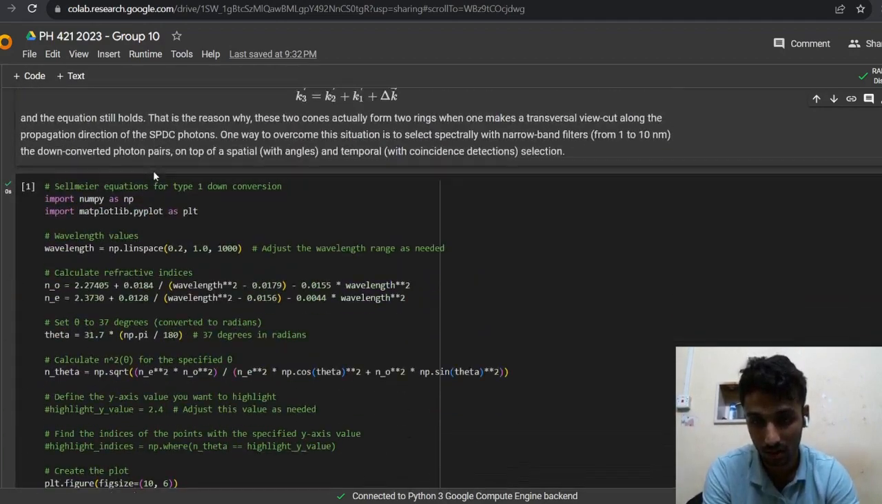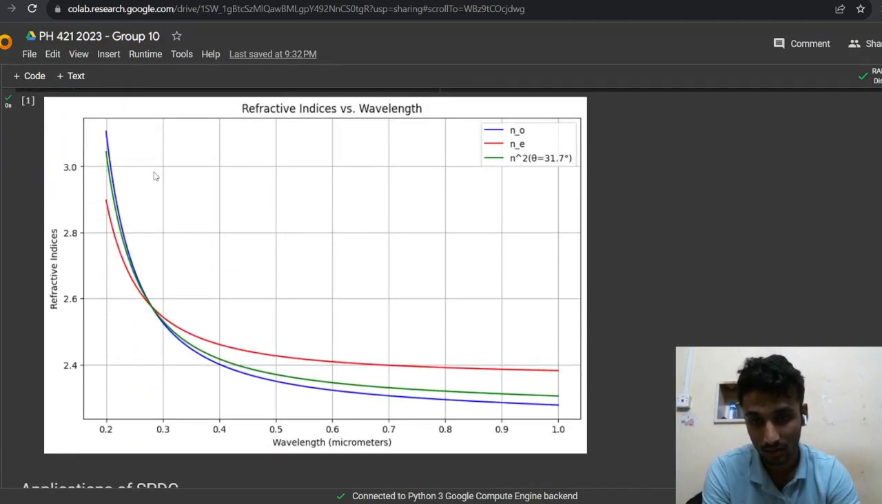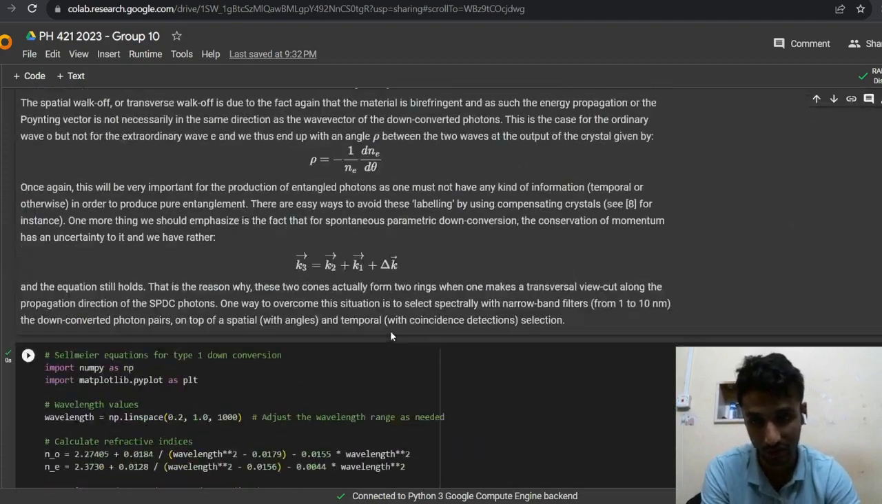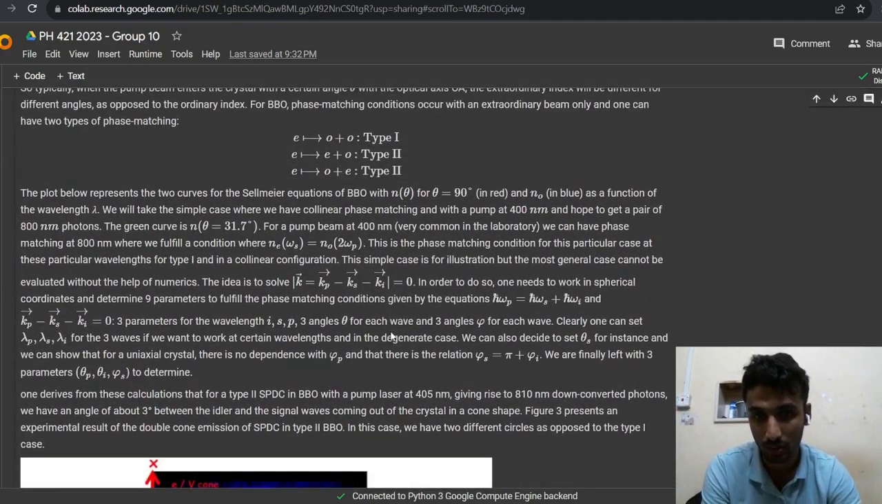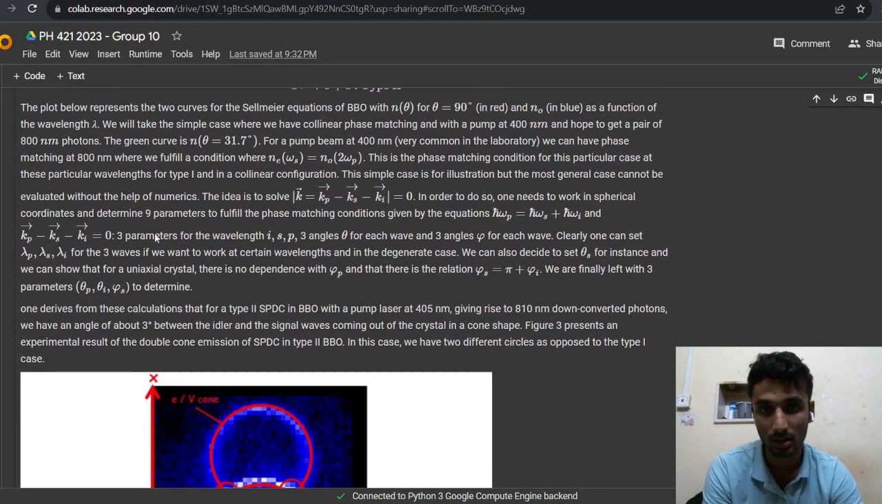I've plotted here the variation of refractive index for BBO with wavelength. Here this is the extraordinary curve, and this is the ordinary curve. I also plotted a particular case I mentioned here of 31.7 degrees. We can use this to pick the iso-lines to calculate the wavelength required for phase matching.